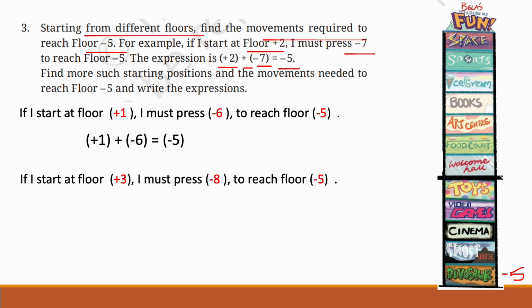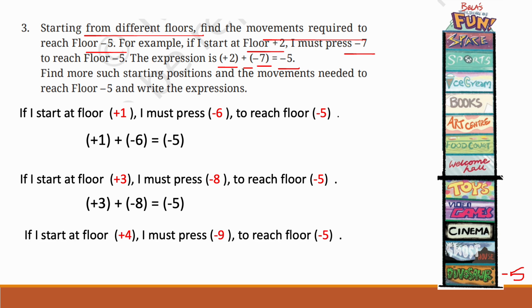Then next, if I start at plus 3, see, this is plus 3. If I start at plus 3, I must press minus 8 to reach minus 5. So, I must press minus 1, minus 2, minus 3, minus 4, minus 5, minus 6, minus 7, minus 8. So, I must press minus 8 to reach floor minus 5. So, the expression is plus 3 plus movement minus 8 is equal to minus 5, the target.